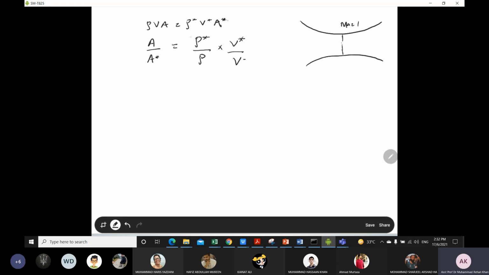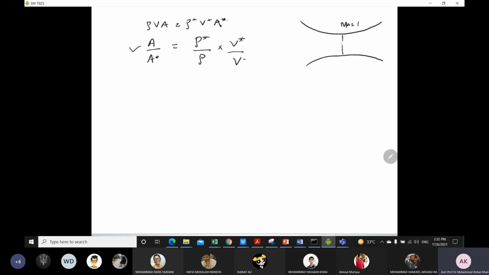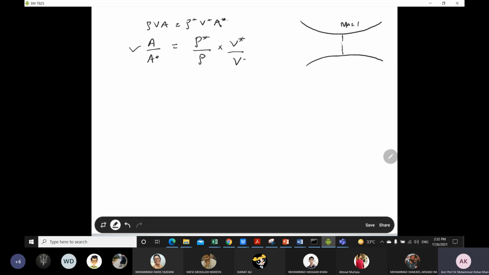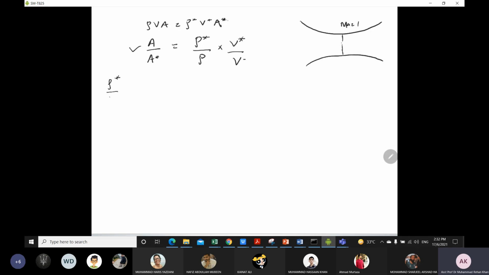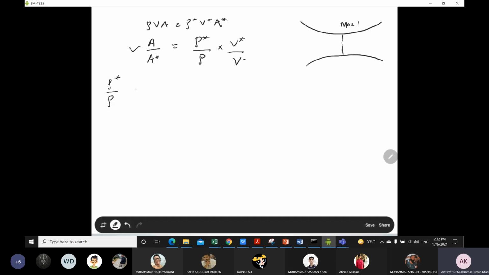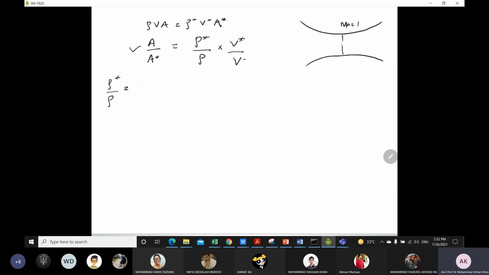Okay, so if we get the values of rho star by rho and V star by V, we can easily find the value of A by A star. So how can we find the rho star by rho value? First we will find the rho star by rho value. Rho star by rho is rho star by rho naught into rho naught over rho.